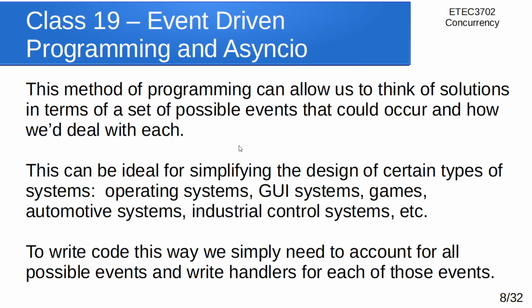Now, the idea here is that this method of program allows us to think of solutions in terms of a set of possible events that could occur, and then how we want the program to deal with each of them when they do occur. And the idea there is that it is especially useful for certain types of systems, like operating systems with a GUI interface, games. When this thing happens, this action gets taken. When the player clicks here, the player jumps. You can think of those as events that are then being processed in some way.